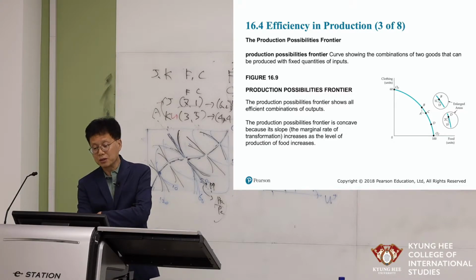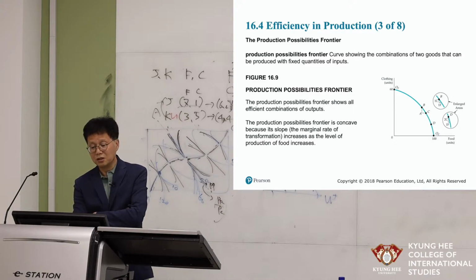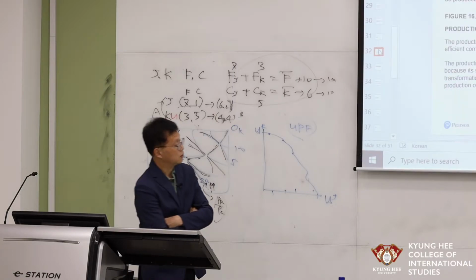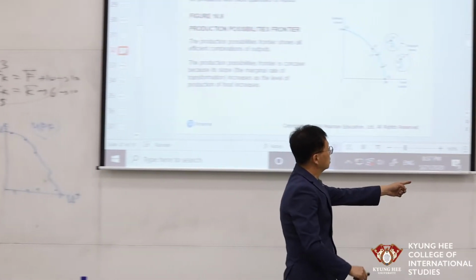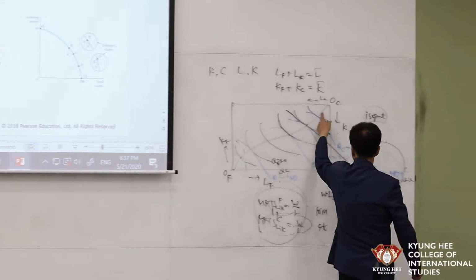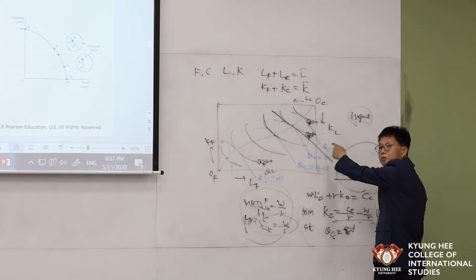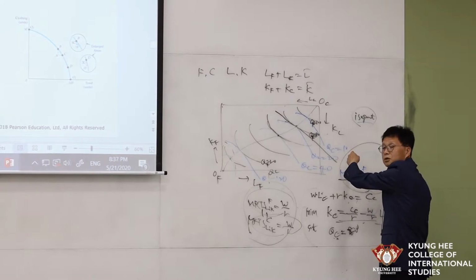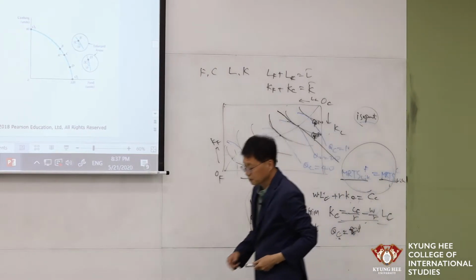So, the production possibility frontier is a curve showing the combinations of two goods that can be produced with a fixed quantity of input, right? So from here, this contract curve in the Edgeworth box can be converted, transformed into the production possibility frontier. I already explained, right?